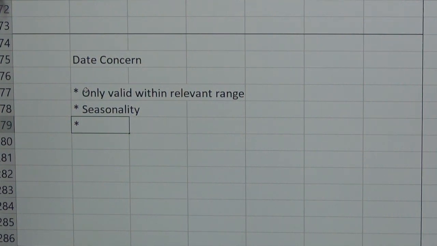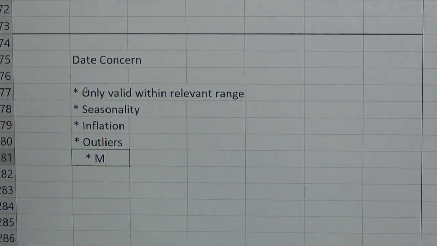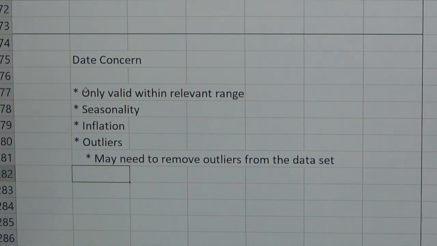We also need to remember that if we're in an inflationary situation, then the data becomes less relevant or less reliable. And then again, we have to watch out for what are referred to as outliers. That may mean that you need to remove outliers from the data set. It helps make sure that we address the data concerns.